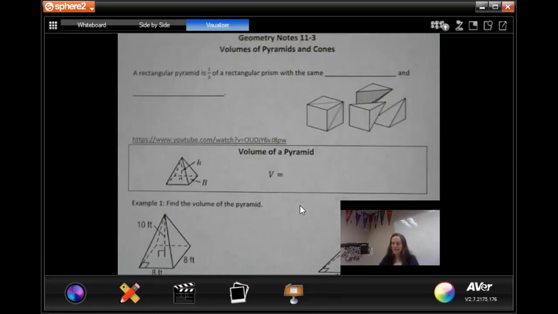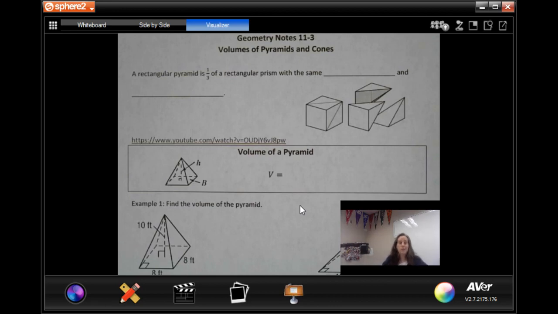Okay, we are looking at more volume today. This time it's pyramids and cones. So the three-dimensional, what it takes to fill them up. And it's interesting with pyramids and cones how it changes it.